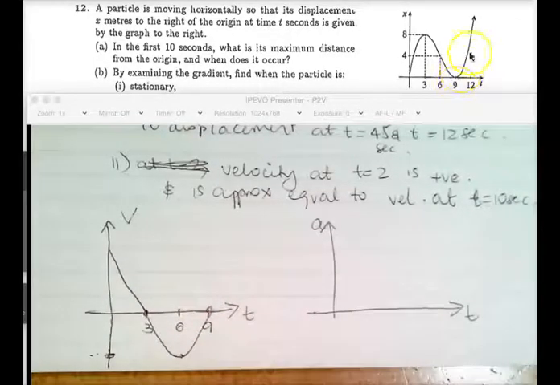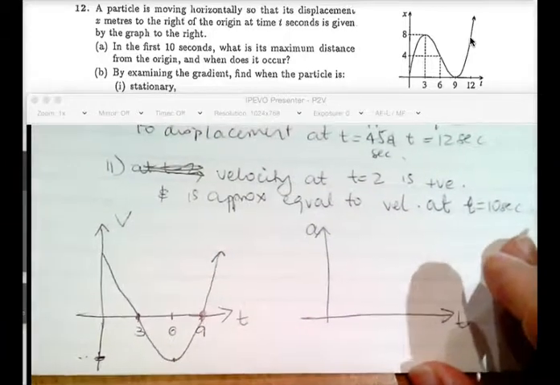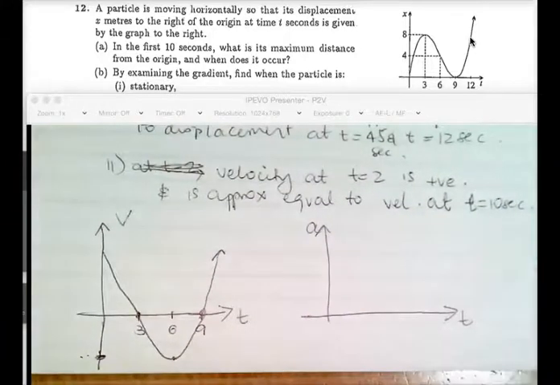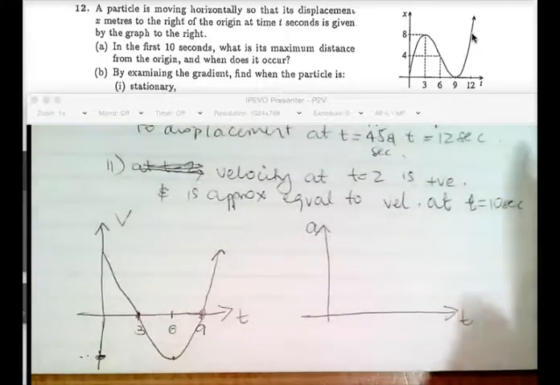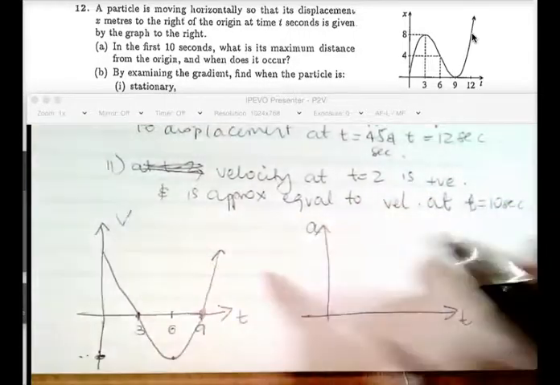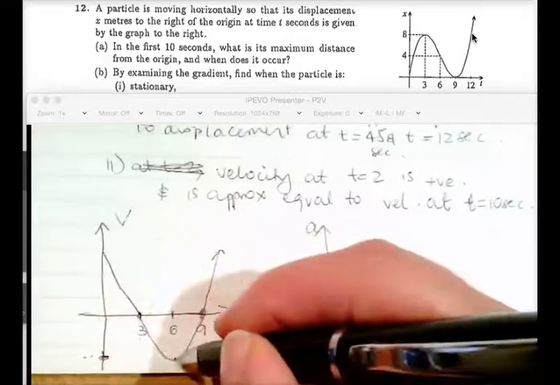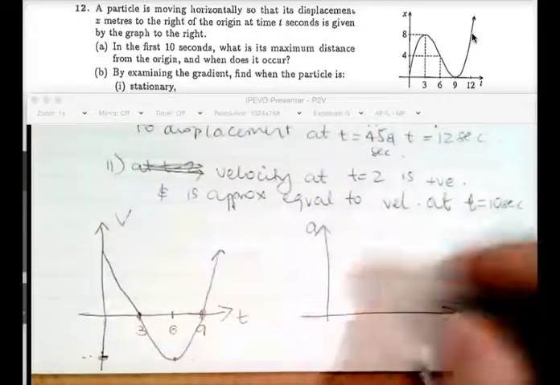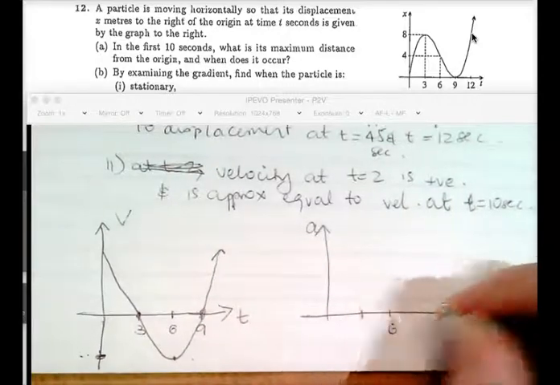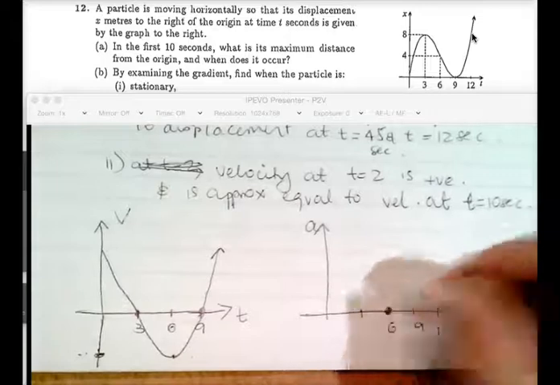And then from here, we've got positive velocity, okay? So this is a rough sketch of velocity versus time. And for acceleration, remember that's the derivative of the velocity curve here. We've got negative gradients, negative gradient here, 0 gradients, positive. So at time equals 6 seconds, we've got 0 acceleration.